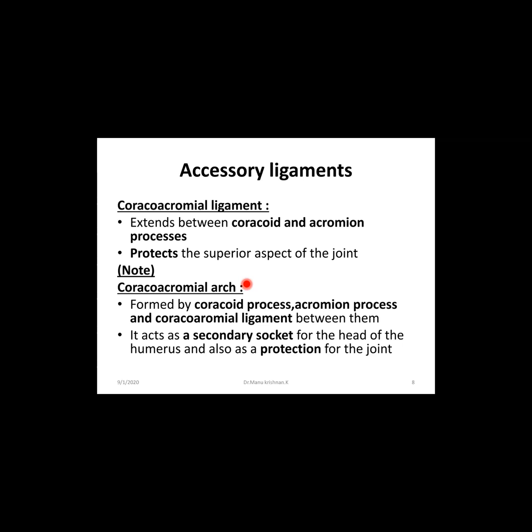The coracoacromial arch makes a secondary socket for the shoulder joint. As you already know, in the ball and socket joint, the socket is made by the glenoid cavity and the glenoid labrum. But there is a secondary socket mechanism in the shoulder joint which stabilizes, supports, and protects the joint. That secondary socket is made by an arch formed by the coracoid process, the acromion process, and the coracoacromial ligament between them. So we will see that in the following slides.